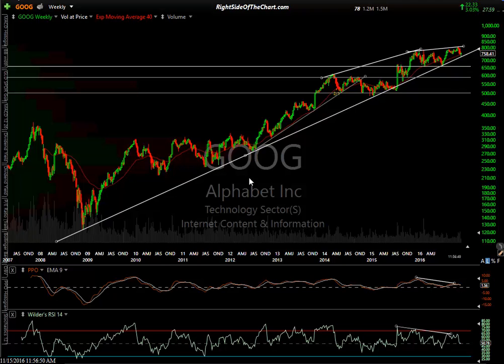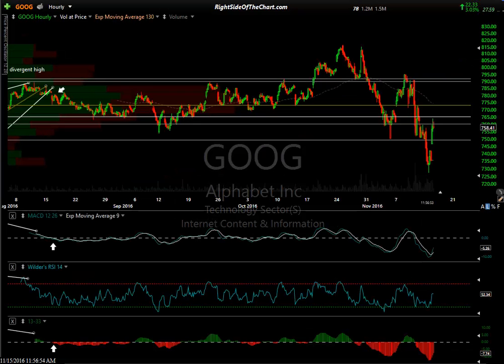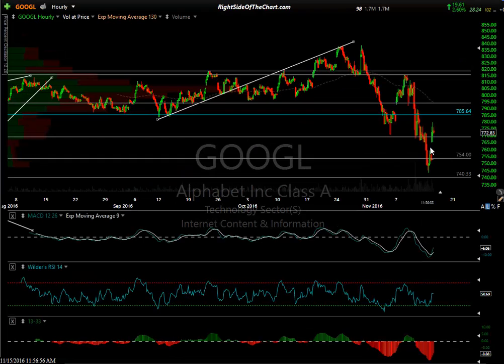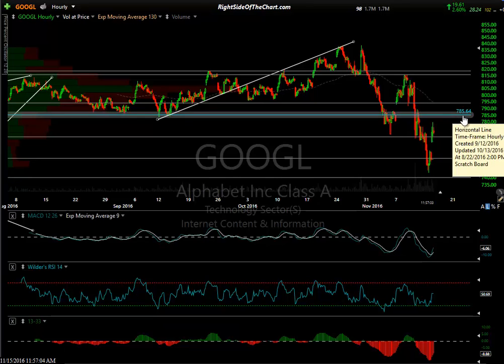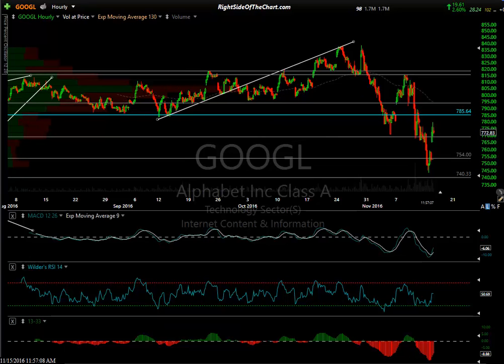Alphabet, GOOG. Did I cover the 60-minute charts? Maybe not. Oh, yeah, I need to do that. All right, 60-minute charts. I don't see any bullish divergence at all. In fact, there's no divergence. And there's a mountain of resistance up here around 786. This blue line on GOOGL.